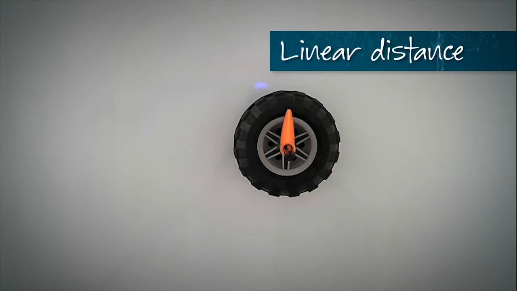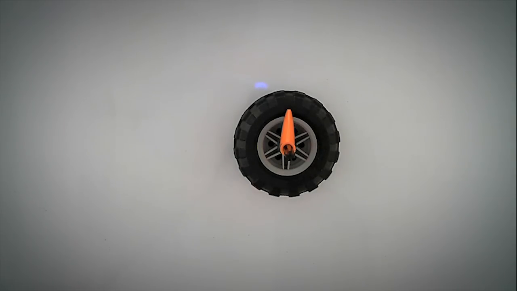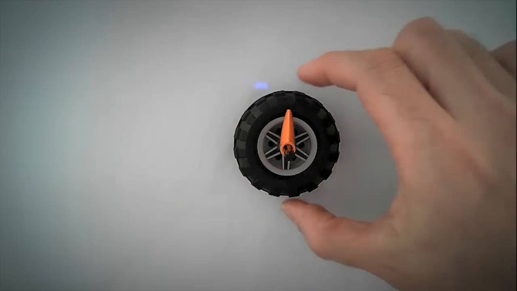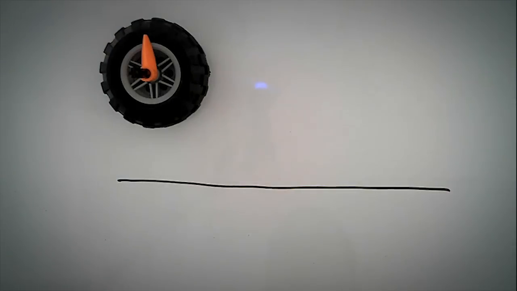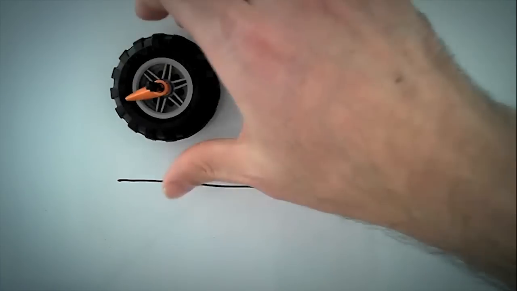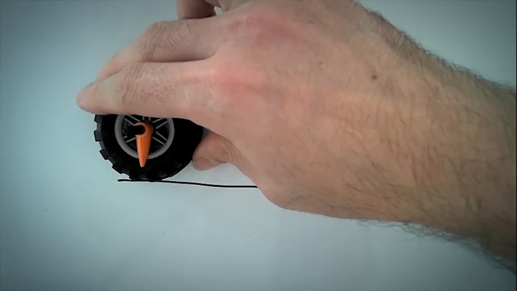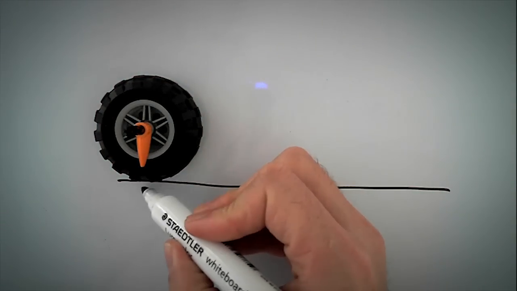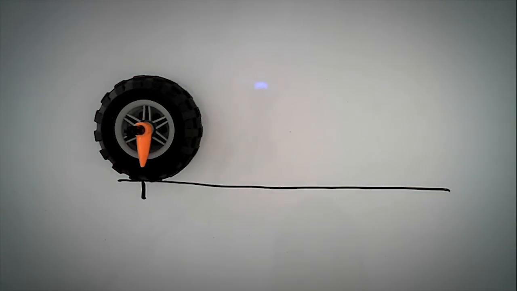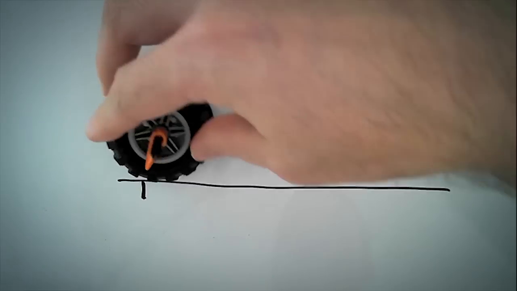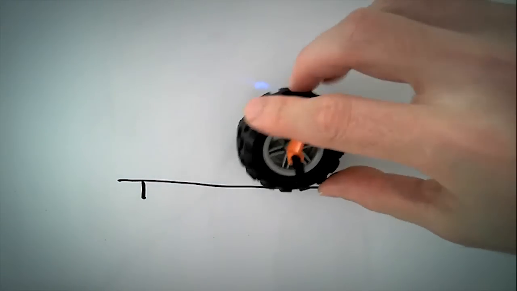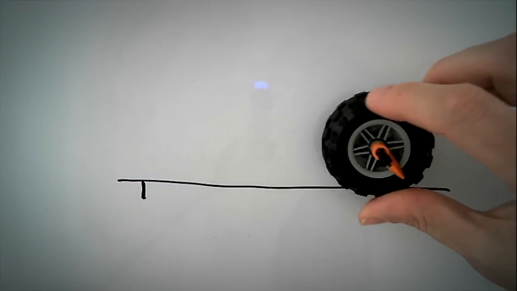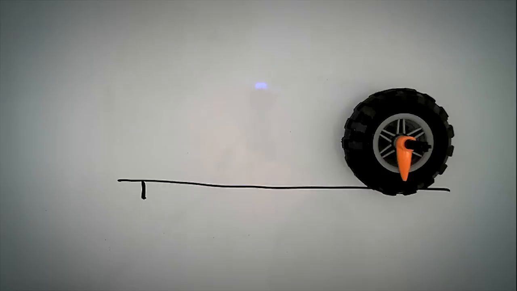So what is the relationship between how far a wheel turns around and how far in a straight line the robot travels? Let's look at this particular example. Draw the ground there. I'm going to take this wheel and turn it so the marker is pointing down. This is our starting point. I'll put a mark just here where that wheel is starting. If this wheel turns around one complete rotation, that marker ends up there.